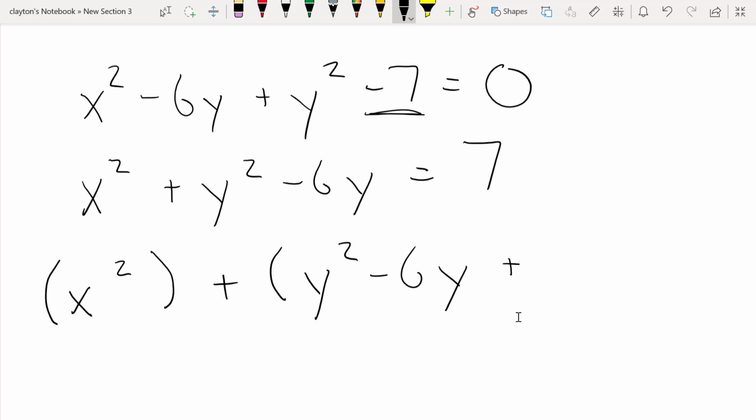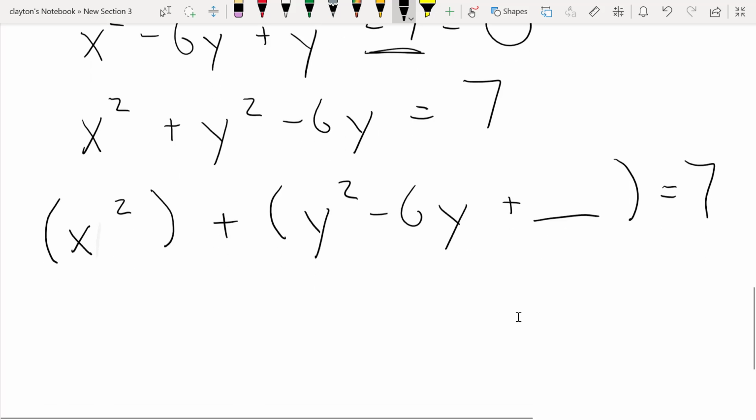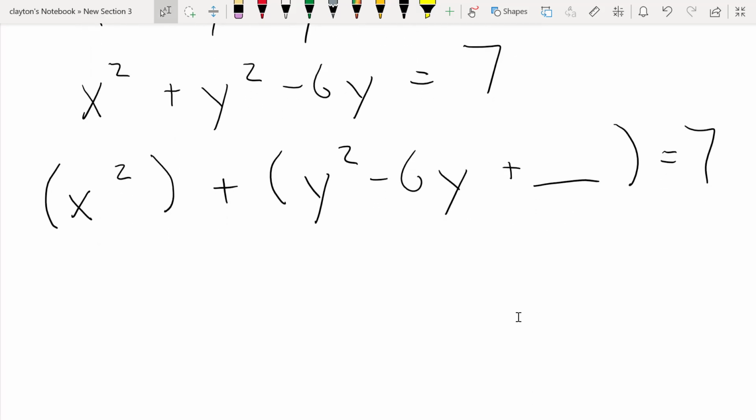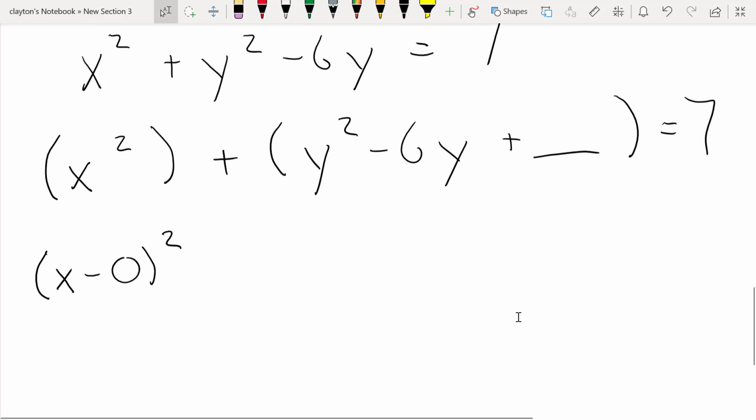I'm just going to put a plus something here, same way we did the completing the square. Now, the good news here is the x's are actually already done. You could think of this as an x minus 0 squared. You don't need to write it this way, but I'm going to leave it just so you can see this already is in the circle format.